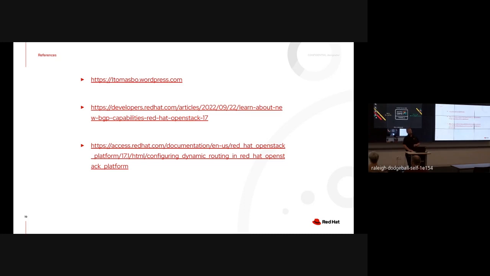The second article is about the introduction of the features that I talked about with BGP in Red Hat OpenStack 17. That's a good one to read. And the last one is a link to the deployment guide for installing this. You can pick that up in Red Hat OpenStack Platform version 17.1. Install that in the lab, play around with it. I am in the process of doing that, and that's why the demo is in the lab.